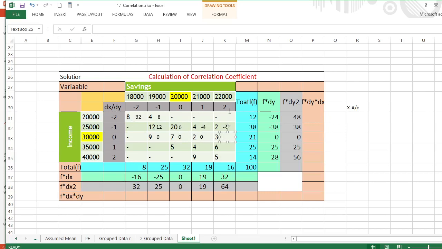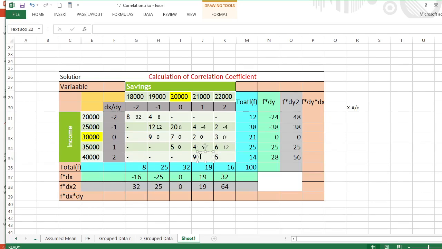3 into 2 into 0, 0. Here 5 into 0 into 1, it's 0. Here 4 into 1 into 1. So here it is 4. Then 6 into 2 into 1, it's 12.